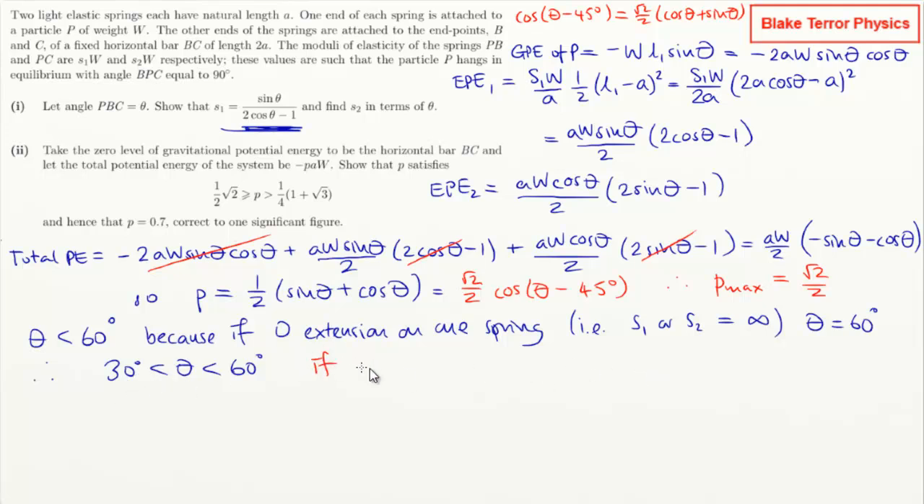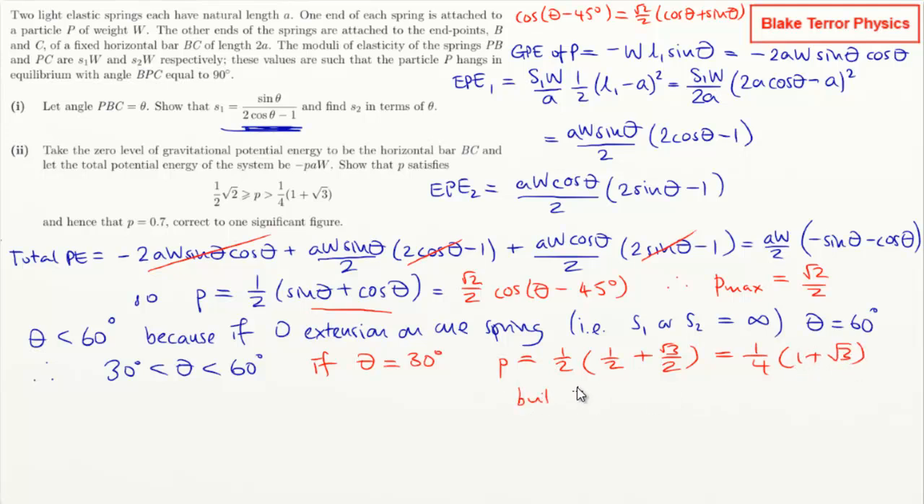So if theta equals, well, which way should we go? We're going to want to use this thing, so it doesn't matter whether I use 30 degrees or 60 degrees. Let's go 30 degrees. Then P will be equal to a half of (a half plus root 3 over 2), which is equal to a quarter of (1 plus root 3).